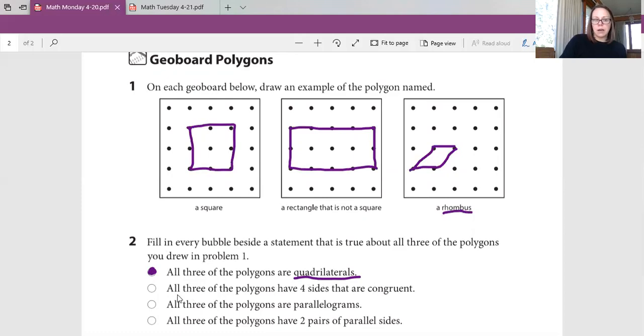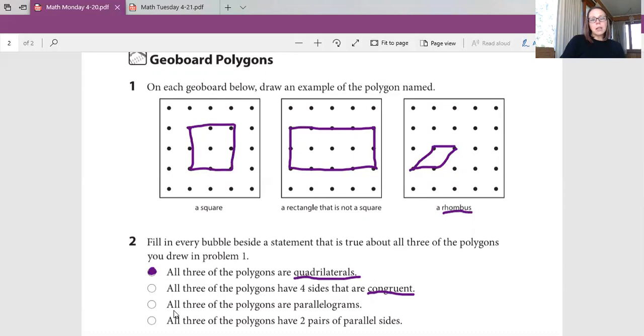The next one. All 3 of the polygons have 4 sides that are congruent. That was a word from our math last week, and congruent means equal. So, do all 3 of these have 4 equal sides? No, the rectangle does not have 4 equal sides. That's correct. So we will not fill in that bubble because it is not true about all 3.